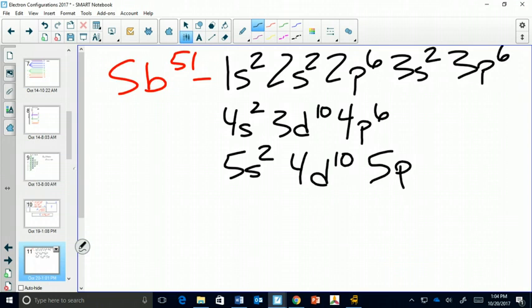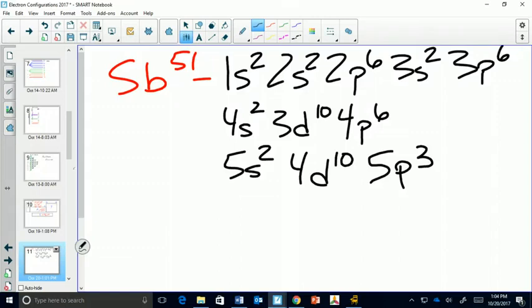5p3. How do I know it's 5p3? If I'm looking at the p block, antimony, number 51, is 3 places in. Indium would be 5p1, tin would be 5p2, antimony is 5p3. Hopefully you will see that this should not be incredibly difficult.